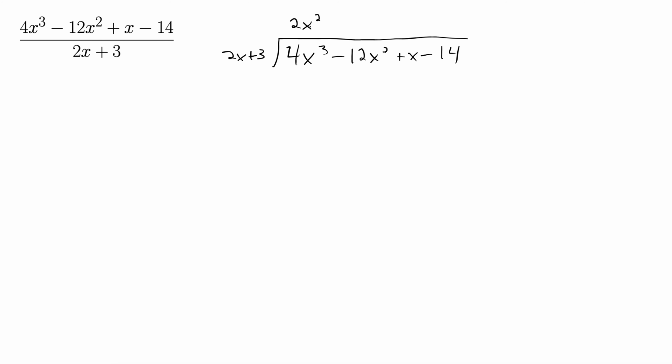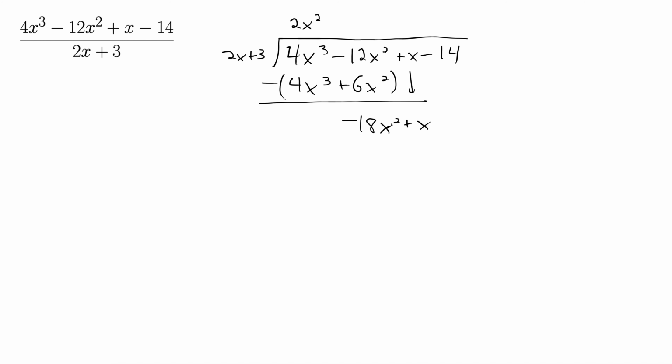2x squared, multiply, and write it below. So that gives us 4x cubed, now the 3, plus 6x squared. Subtract off the entire term. Your first terms should definitely cancel. Those are gone. And then we have negative 12x squared minus 6x squared, which is minus 18x squared. Bring down the plus x.